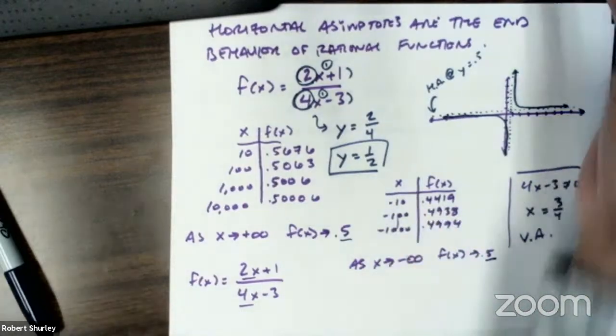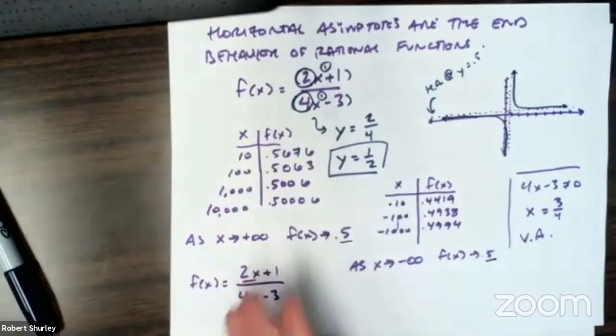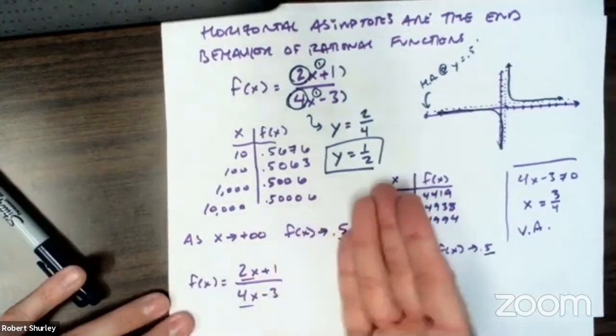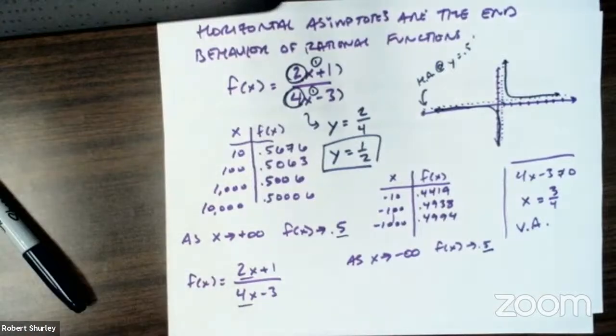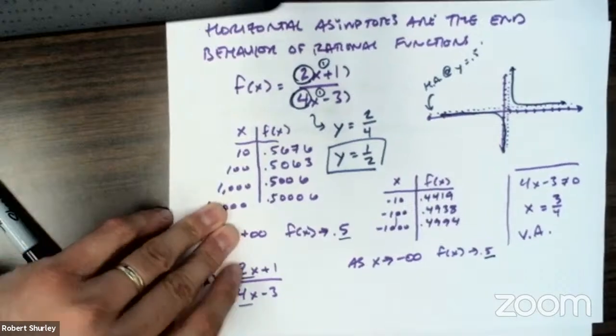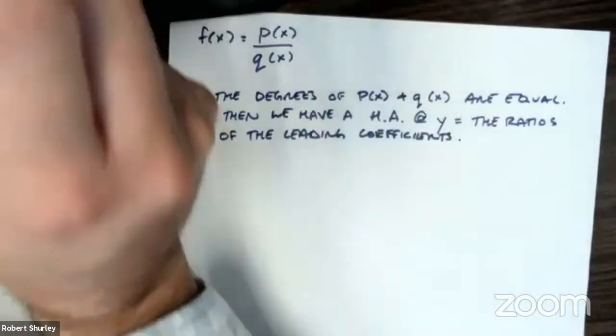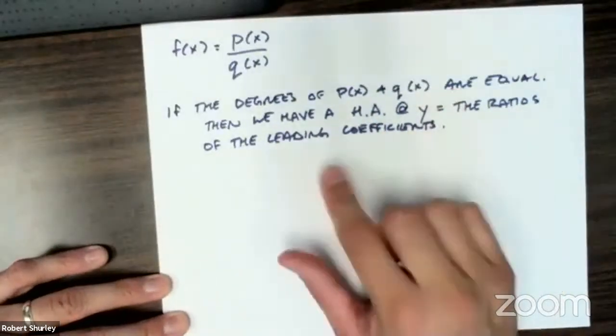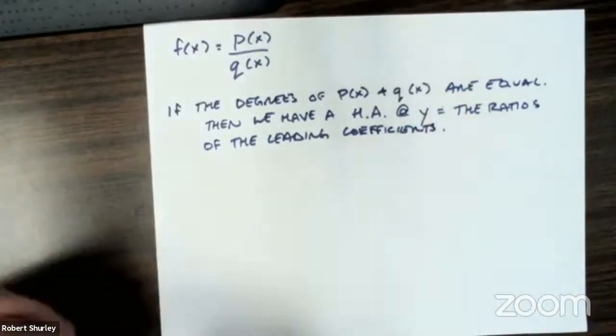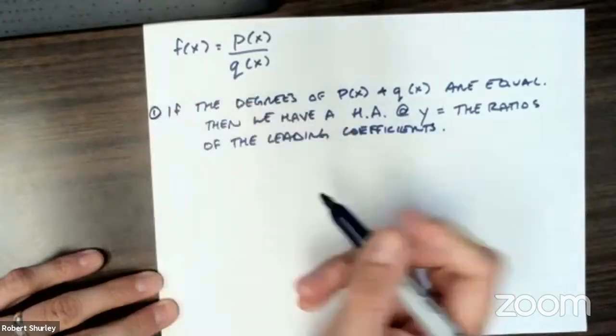And that's kind of what happens when you start loading up huge numbers into x. All of the lower degrees don't matter because the highest degree term just takes over, okay? It takes control of that fraction. So let's go back to the rules. If the degrees are the same, it's y equals the ratio of the leading coefficients. So that's the first thing that could happen.